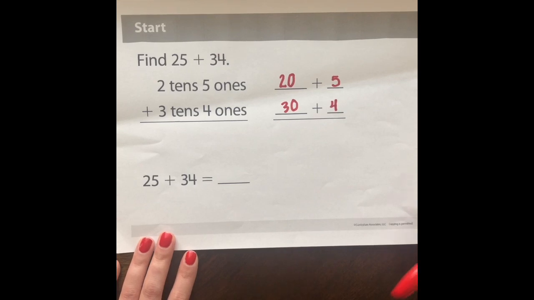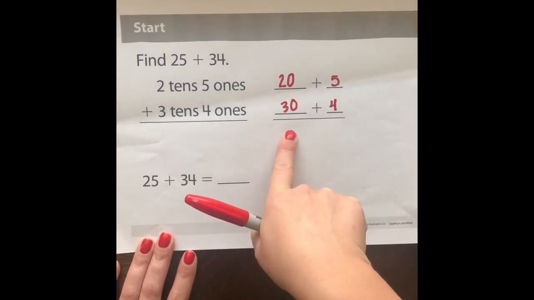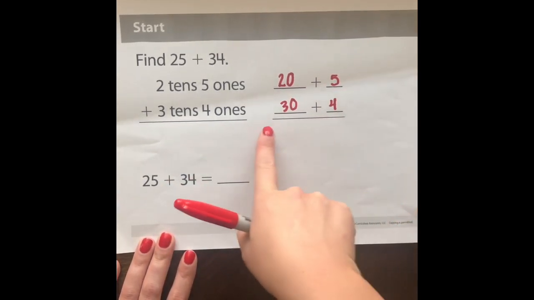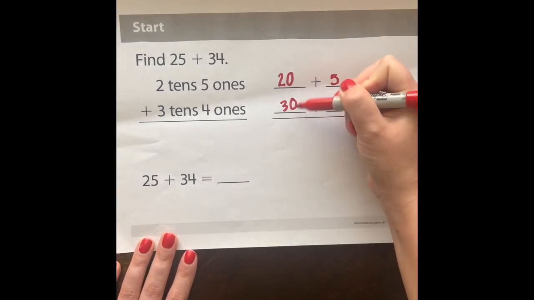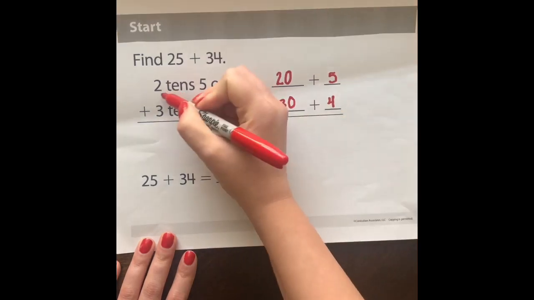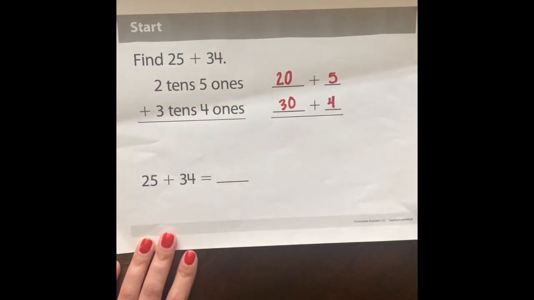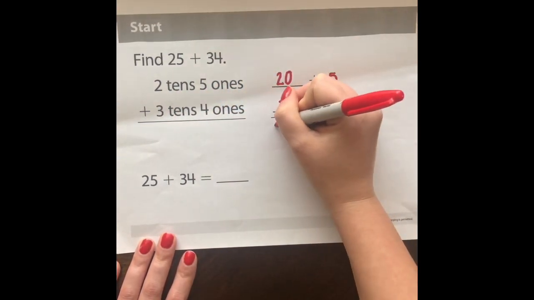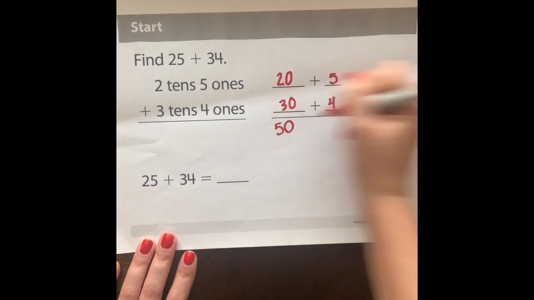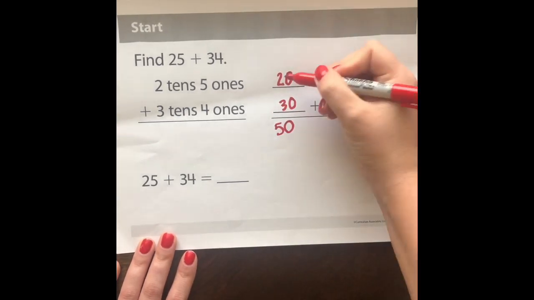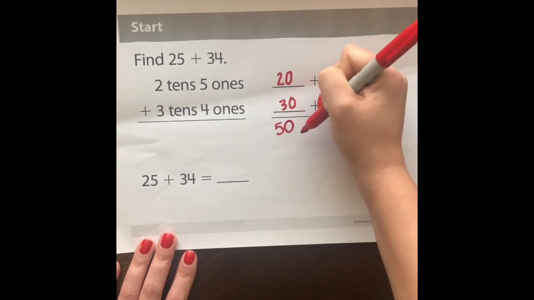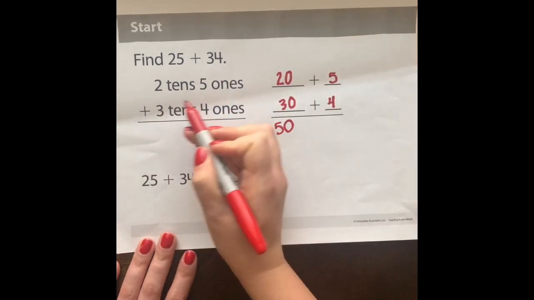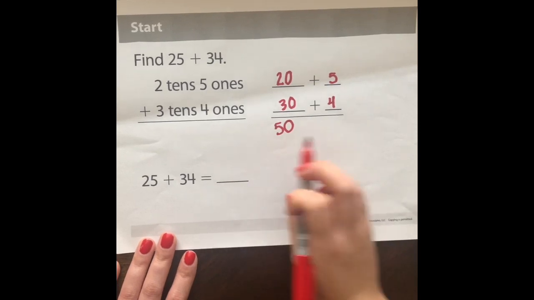All we're going to do is add our tens here and then add our ones here. It's set up very nicely for us. So when we add 20 and 30, or 2 tens and 3 tens together, we get 5 tens, which is equal to the number 50. Because 2 plus 3 is 5. 20 plus 30 is 50. Or 2 tens plus 3 tens is 5 tens.